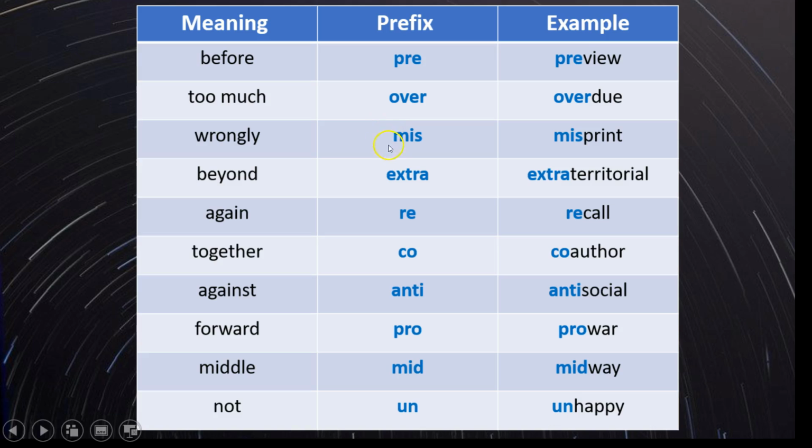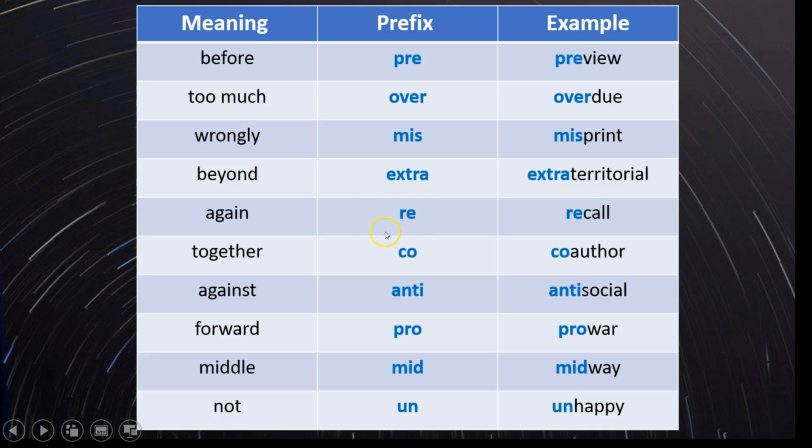The prefix miss usually refers to something that is done in the wrong way or bad way. So here we have a word misprint. That means it hasn't come out the way you wanted it. Okay, it came out the wrong way. The prefix extra means beyond. Okay, so extraterritorial means beyond territory.